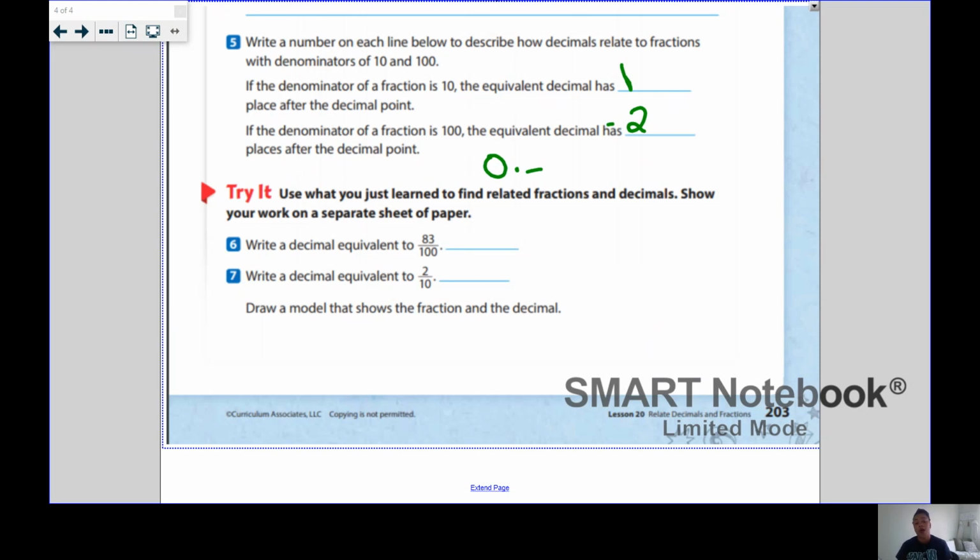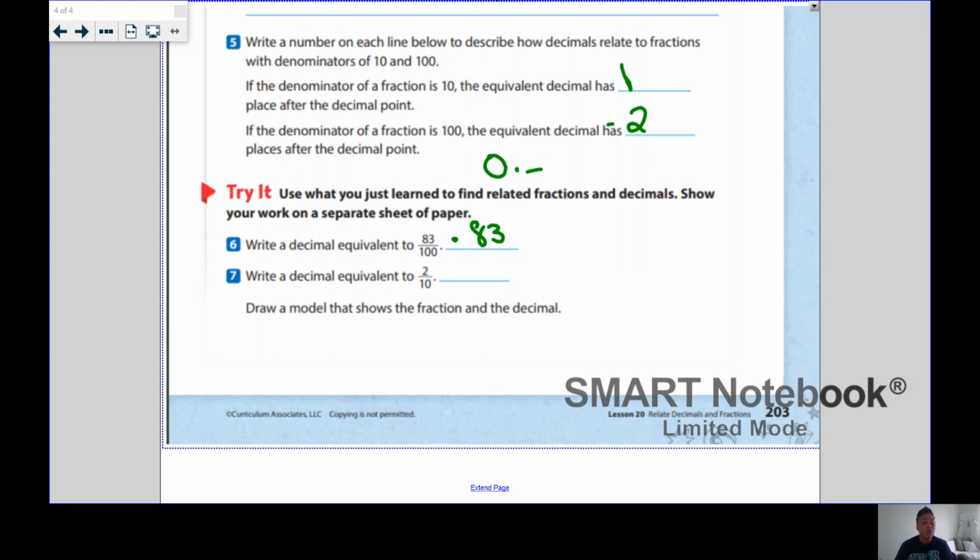So number 6, write a decimal equivalent to 83 hundredths. Now, if you look at number 5, you see, okay, my denominator is 100, so I have to have at least 2 numbers after my decimal, right? And it's not a mixed number, so therefore we know there is no whole. So we can go ahead, put a decimal point there. And we're going to have 83 hundredths. 0.83. Very simple.